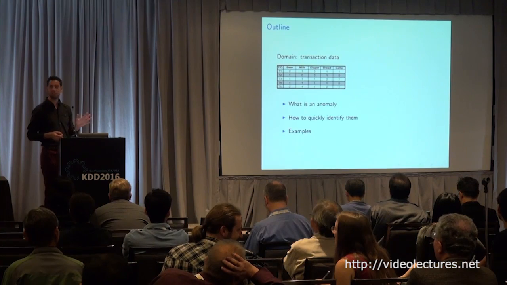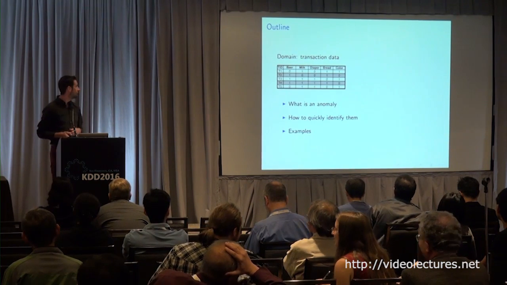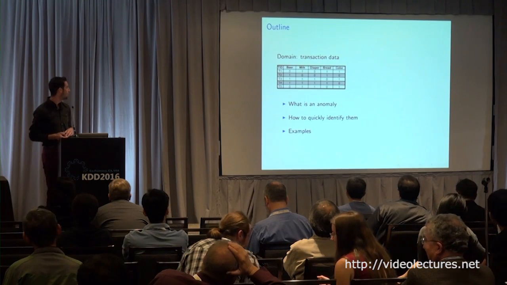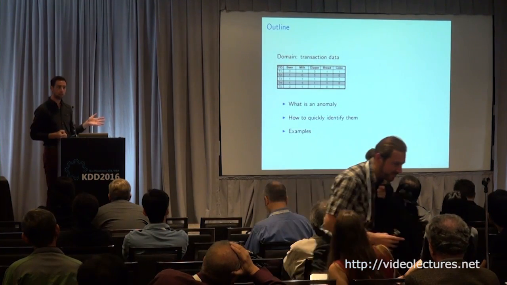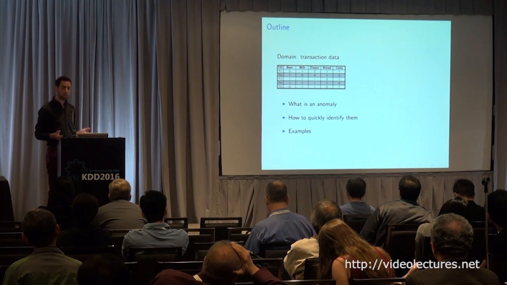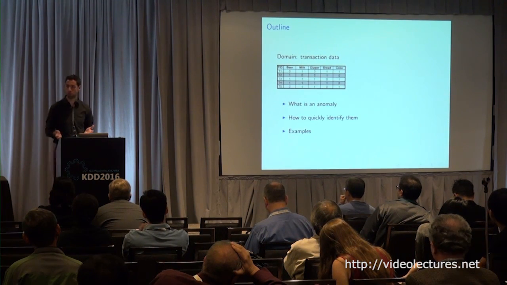So I'm looking at transaction data. You can see a simple market basket data example. I will define the type of anomaly that I just introduced, how to identify it, and I will show you some examples as well.